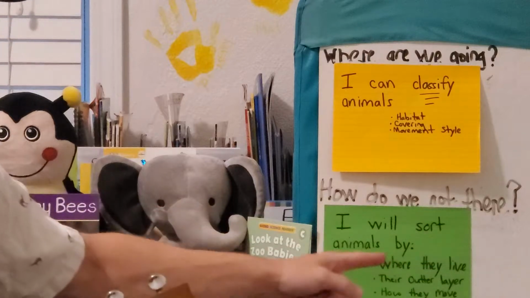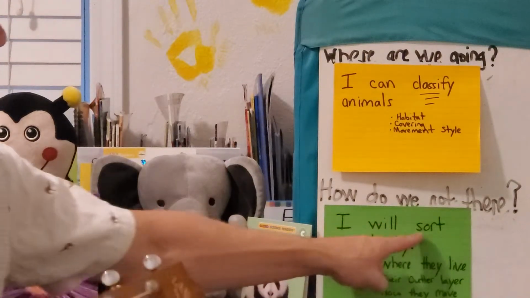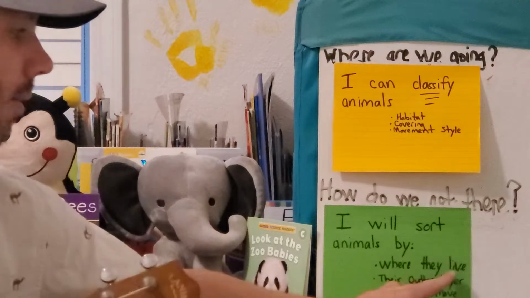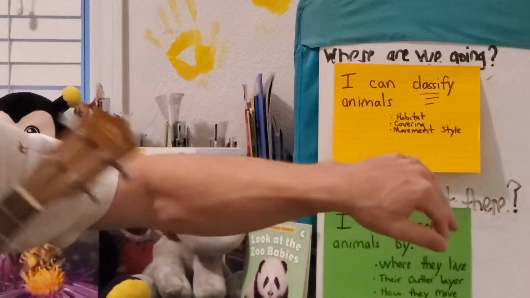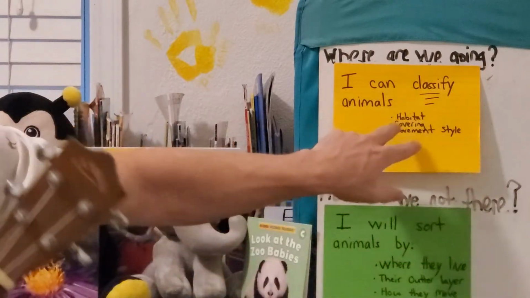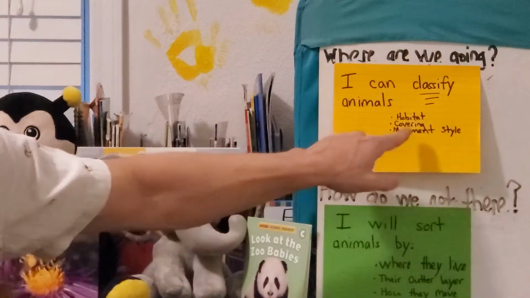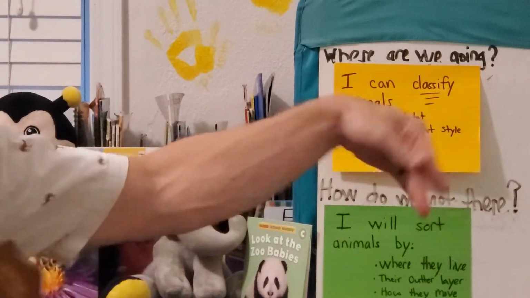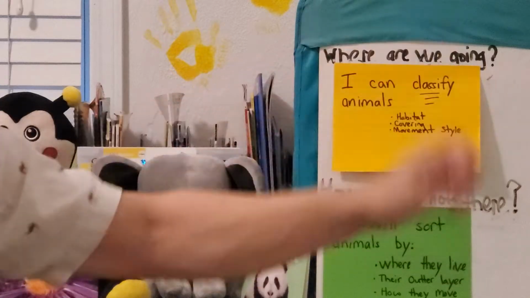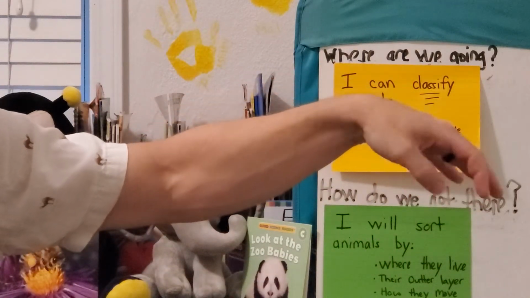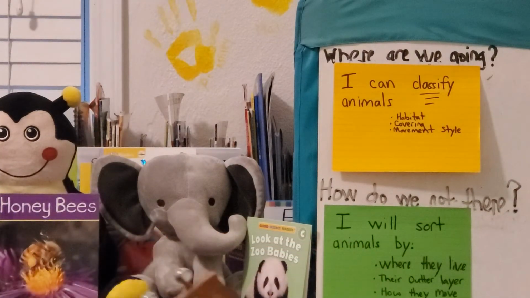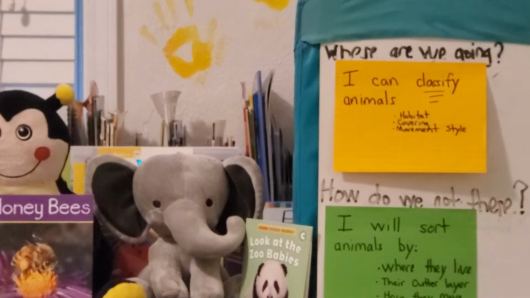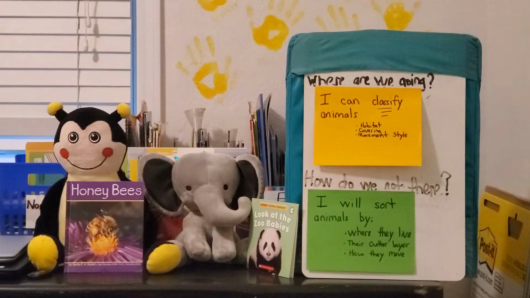How we'll show what we know is I will sort animals by where they live. That's their habitat. Their outer layer, so what they're covered in, what they have on the outside of them, that's their covering, and how they move, or their movement style. Some of them are going to slither, some of them are going to fly, some of them are going to walk, and some of them are going to crawl. All right, so we're going to be classifying these animals. Let's take a quick look at the different ways that we'll be doing that. All right, zoom her back.